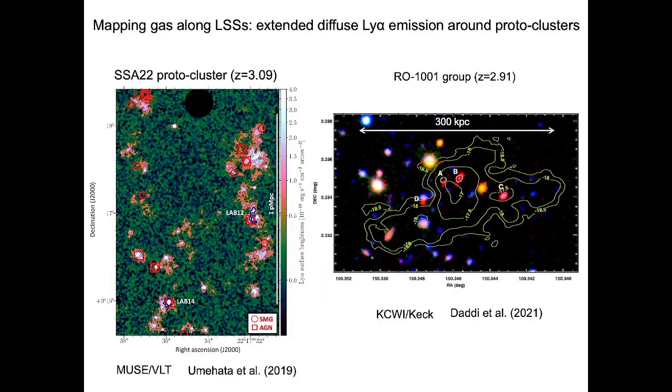Now, moving on to the second topic, which is the mapping of the gas along the large-scale structures. One way to do that is to search for extended diffuse Lyman alpha emission using IFU instruments like MUSE on VLT or KCWI on Keck. Those works are finding spectacular, large-scale filaments seen in diffuse Lyman alpha emission. In this case, a megaparsec-scale filament at redshift 3. In this case, there are 3 filaments which intersect at the center of the group.